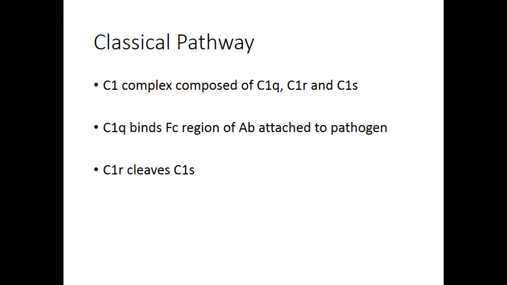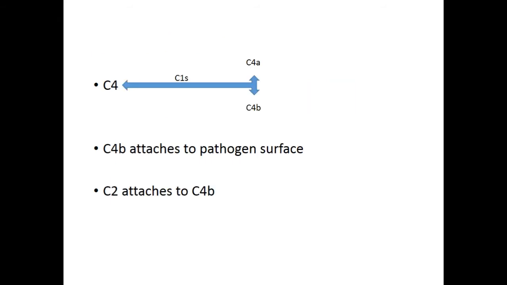And when C1q binds to the constant region, the Fc region, of the antibody which is attached to a pathogen, or if C1q binds to the pathogen by itself, C1r, the small fragment, gets activated, and the activated C1r will cleave the other smaller fragment, that is C1s. The C1s is a protease when it is activated, and C1s will cleave another protein, C4. C4 is cleaved by C1s into C4a and C4b.